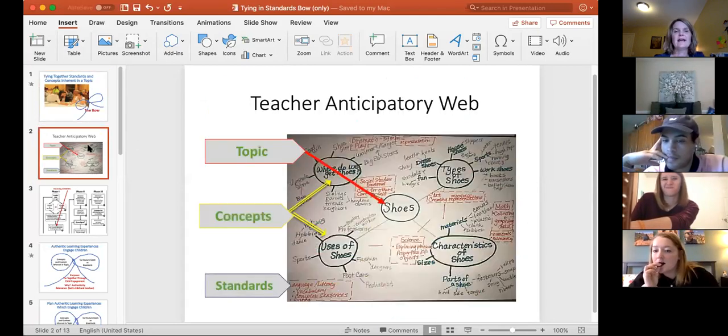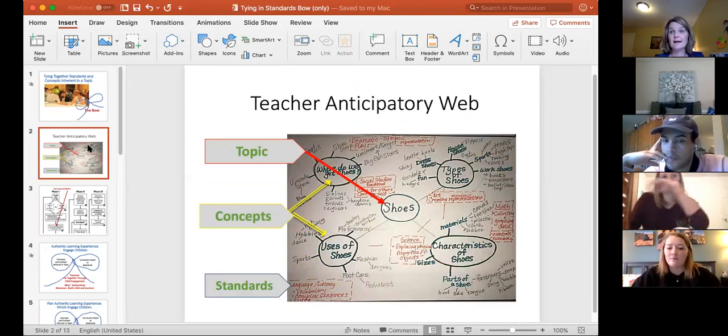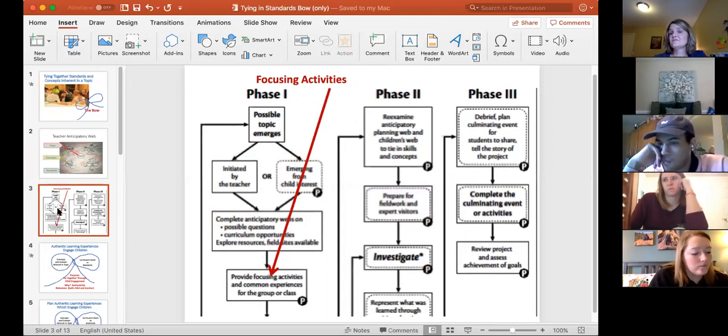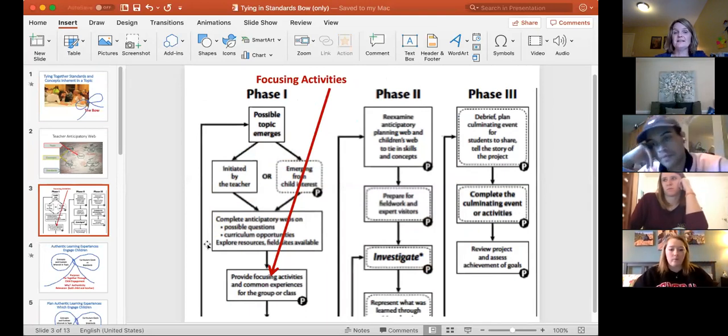Now we're going to learn how to think about our teacher anticipatory web. It's our curriculum guide. We want to be able to now distinctly put together the standards that we want to teach and the activities that will help us teach those standards, which in turn teach the concepts. So where might this fall when we think about the phases?